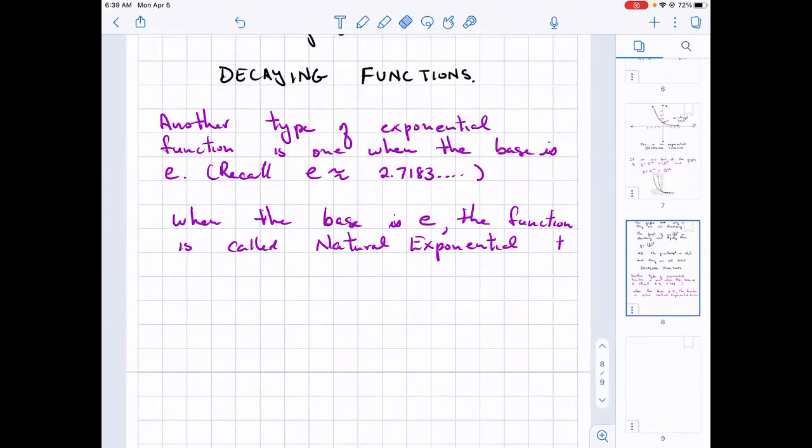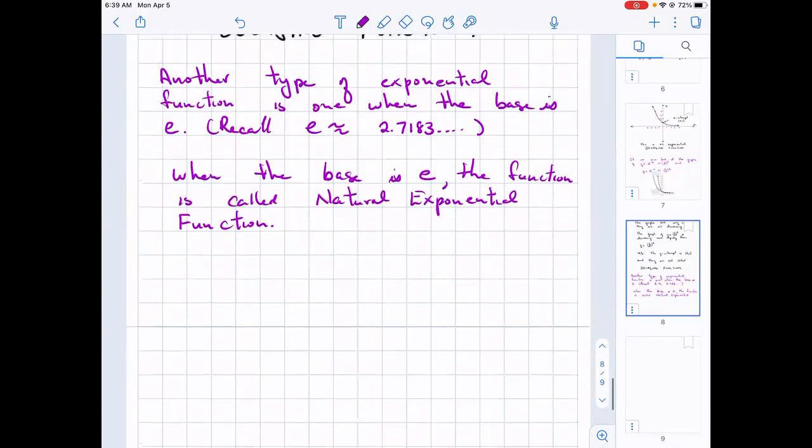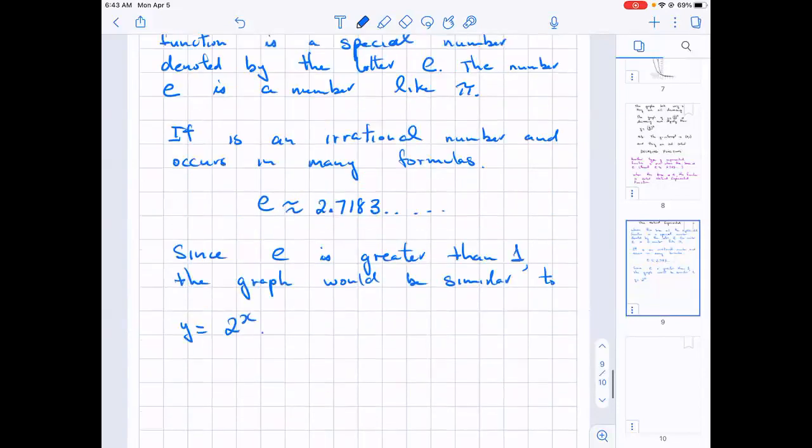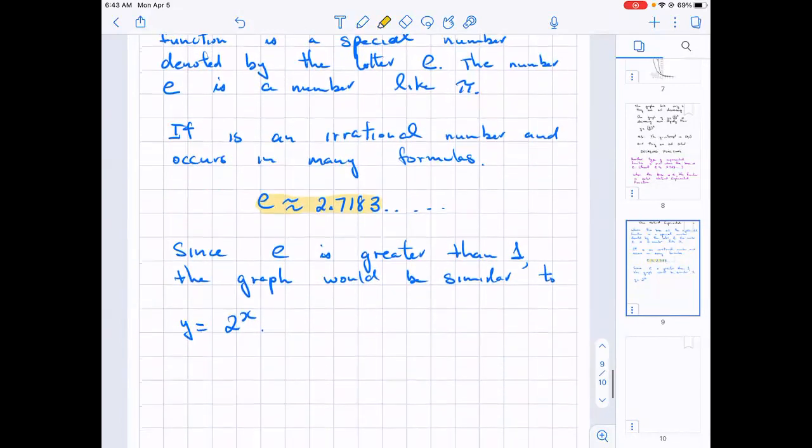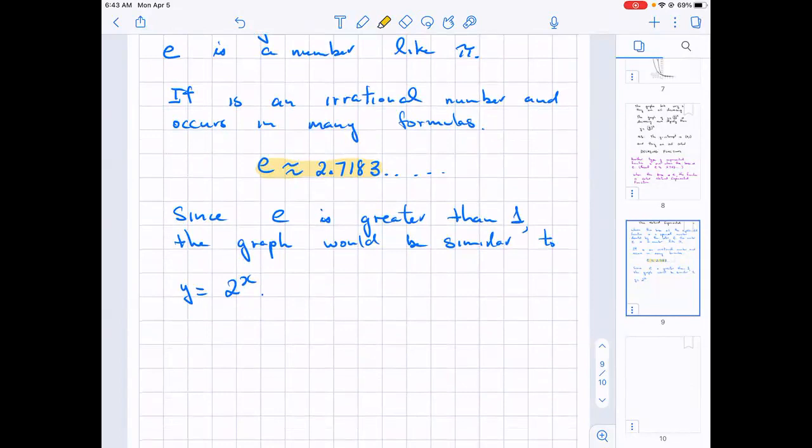So let's look at the natural exponential function now and see what the graph looks like. When the base of the exponential function is that special number e, and keep in mind that e is approximately 2.7183 on and on. It's an irrational number because it never ends, no repeating decimals. Then it is referred to as the natural exponential function. Now keep in mind e is a number greater than 1, so this is an exponential function. Now e is just between 2 and 3, so the graph would look very similar to 2 to the x.